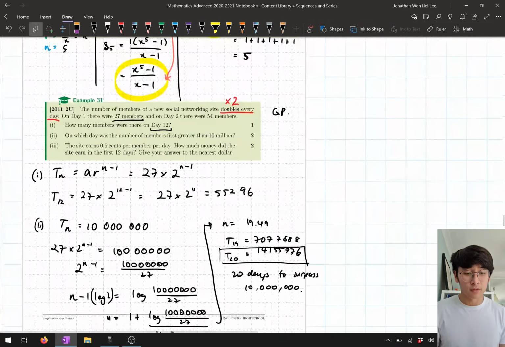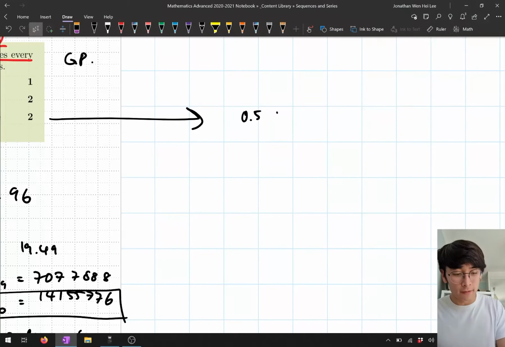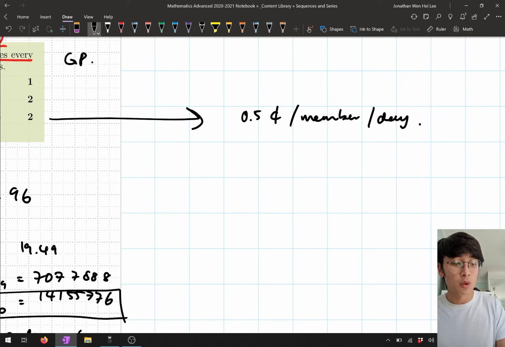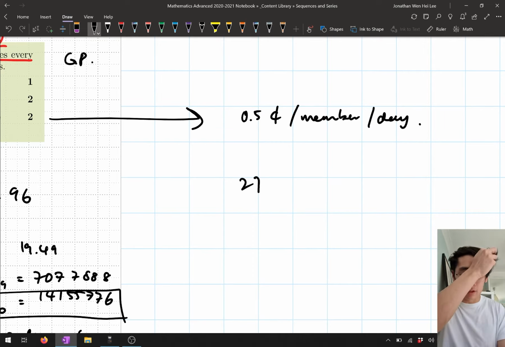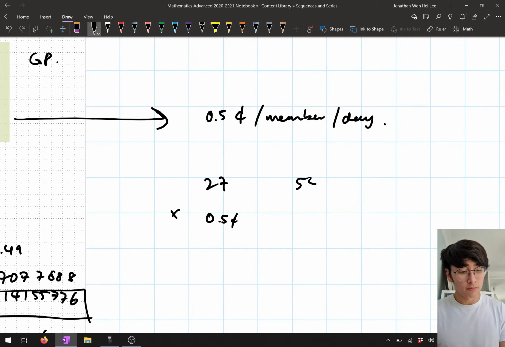Now, let's just think about this for a second. The site earns 0.5 cents per member per day. On the first day, there's 27 members, and so on the first day, they get paid for those 27 members. So that's times by 0.5 cents. On the second day, there are 54 members. Now, that 54 includes that 27 there, presumably. And so here, we're timesing that by 0.5 cents as well.